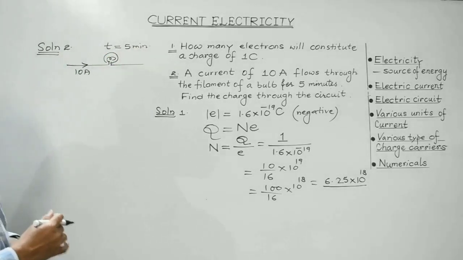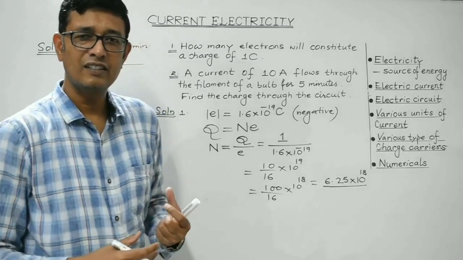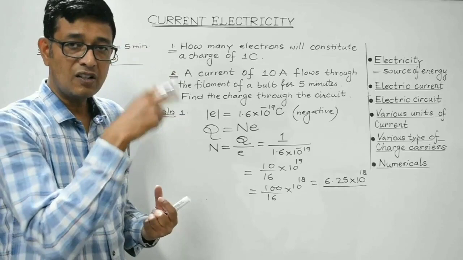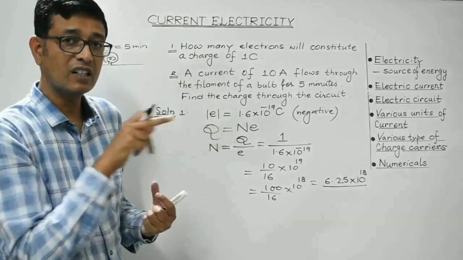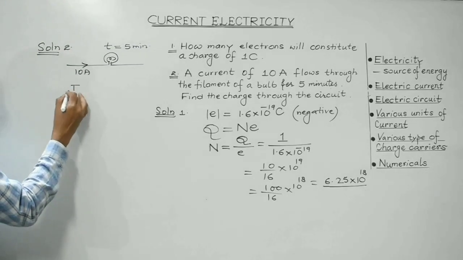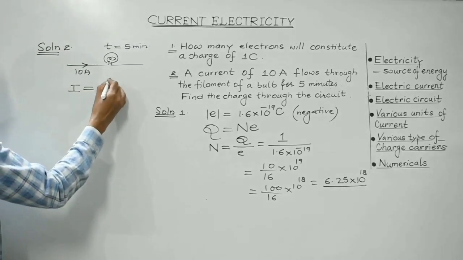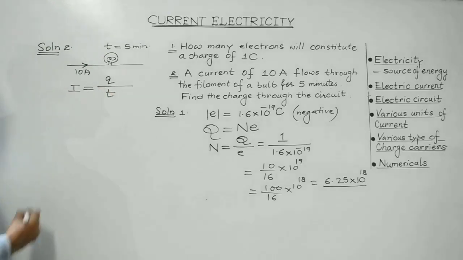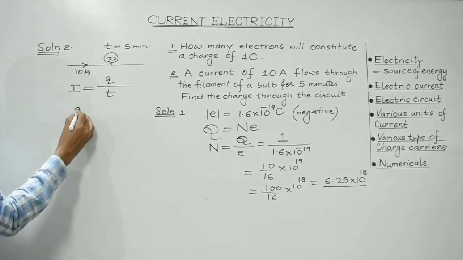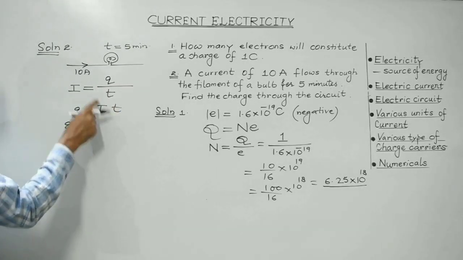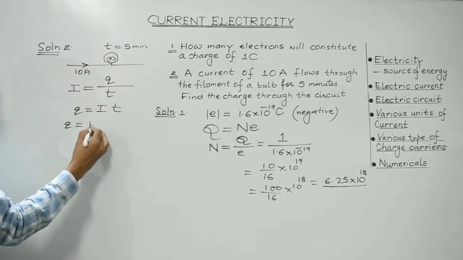Now students, we are aware current is said to be flowing through a conductor when charge crosses through any section of a conductor per unit time, isn't it? So current actually is the rate of flow of charge, or current is defined as the charge flowing through any cross section of a conductor per unit time. So Q is to be determined, so it will be equal to I into T. So Q would be equal to the current flowing through the circuit, 10 ampere.